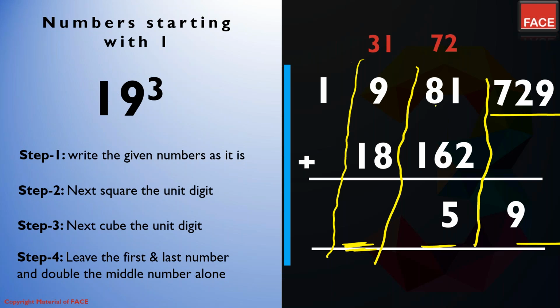If I add 72 plus 81 plus 162, I'll be getting 315, right? So now I'll have 5 over here, and 31 will be left over.